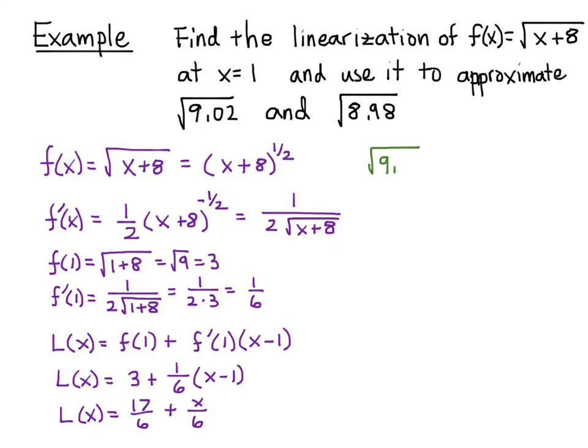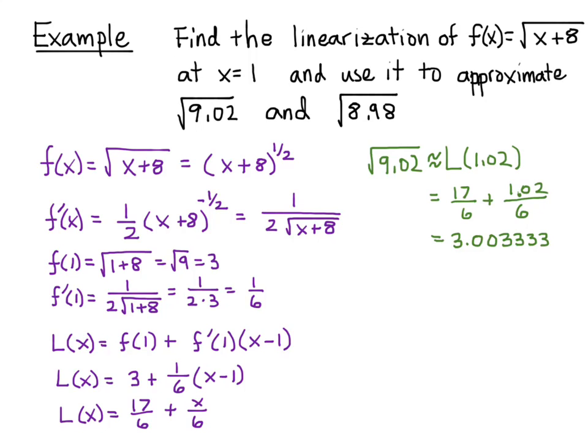Okay, so now let's get to the point of what we want to do. We want to take the square root of 9.02. Now it's important not to put the 9.02 as x, because that's not what x is. x is 1.02 in this case, right? Because look at our function. The function is the square root of x plus 8. And so if we want to calculate the value at 9.02, we have to see what x plus 8 equals. That's 9.02, so x equals 1.02.